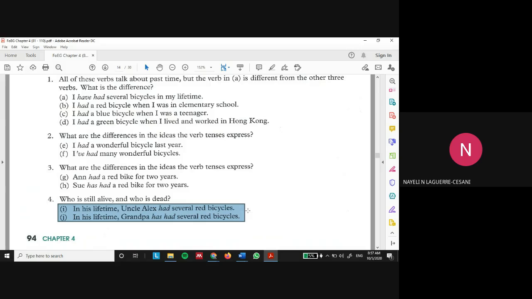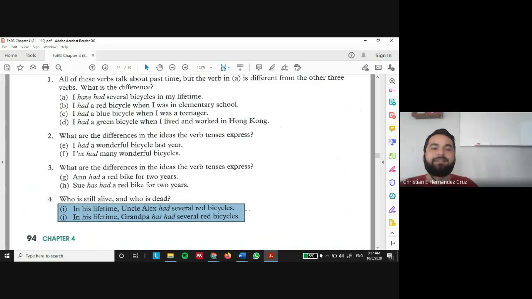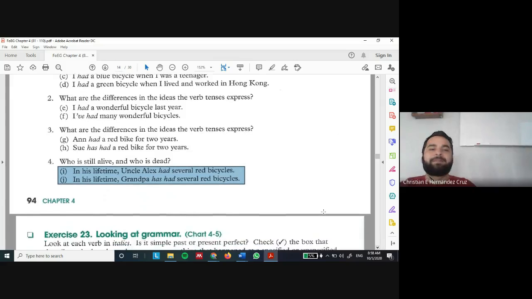Está muerto Uncle Alex. There you go. Porque el verbo dice had. Mi tío Alex tuvo varias bicicletas. Versus in the second one, which is J, mi abuelo ha tenido varias bicicletas. Dice roja, but it doesn't matter. So yes, this implies that your grandpa is still alive and he still owns several red bicycles. Y aquí implica Uncle Alex, que en paz descanse, que tuvo varias bicicletas. Maybe grandpa la heredó de Uncle Alex when he passed. I don't know. This got sad, so I'm going to keep going.